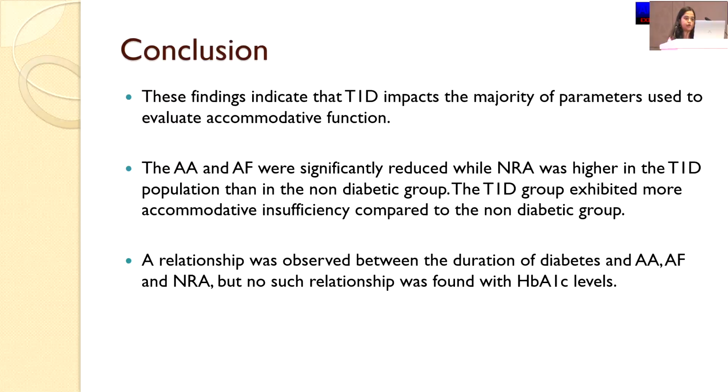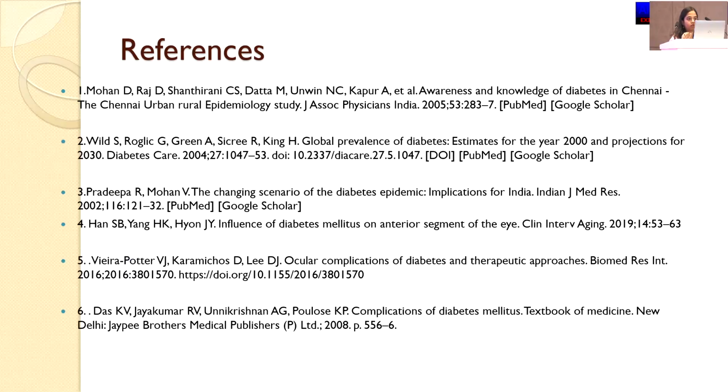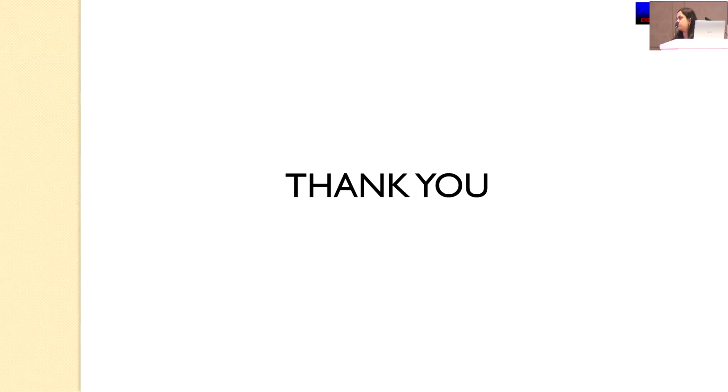A relationship was observed between the duration of diabetes and amplitude of accommodation, accommodative facility, and negative relative accommodation, but no such relationship was found with HbA1c levels. These are the references. Thank you.